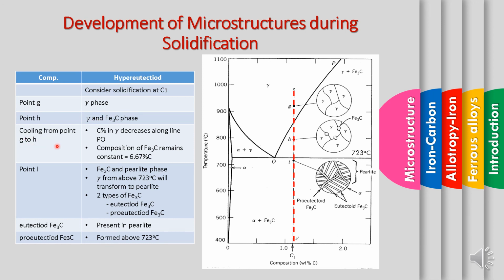And cooling from G to H, the carbon content in gamma decreases along line PO here. The composition of cementite remains constant at this point, which is 6.67%. At point I, we can see cementite and pearlite phases exist here. And the gamma from above 723 degrees Celsius will be transformed to pearlite. Finally, we have two types of cementite, eutectoid cementite and pro-eutectoid cementite. We have this and this. Eutectoid cementite is present in pearlite, and pro-eutectoid cementite forms above 723 degrees Celsius.